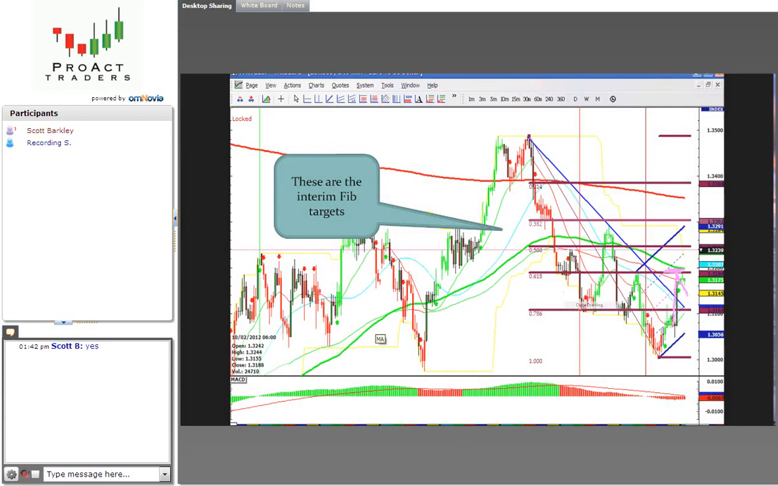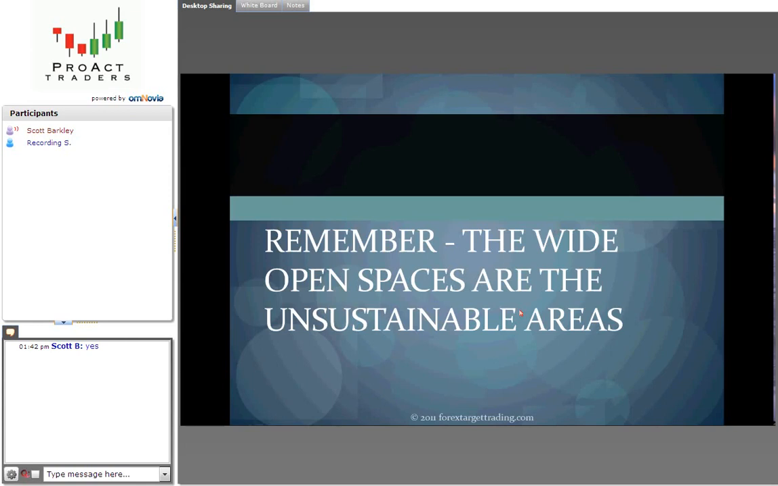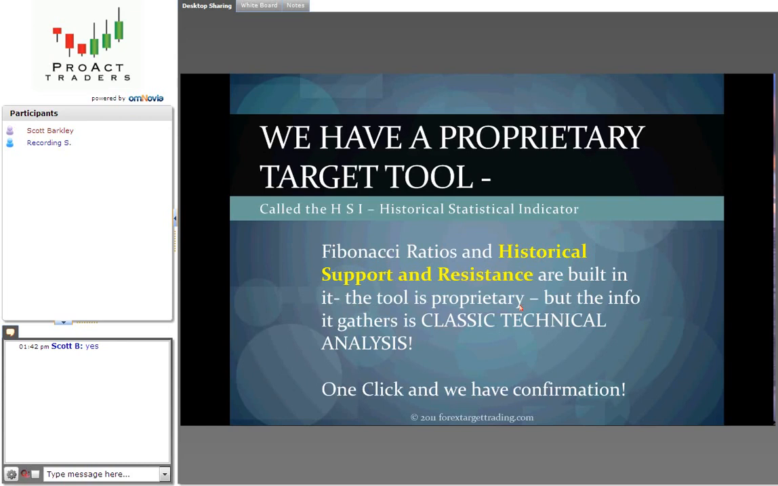So remember, the wide open spaces are the unsustainable areas, which is why when you make a trade in an unsustainable area, it is the opportunity, but it means you need to know where the target is so that you can move your stop and maximize that opportunity.